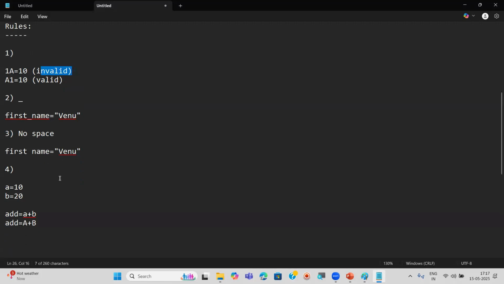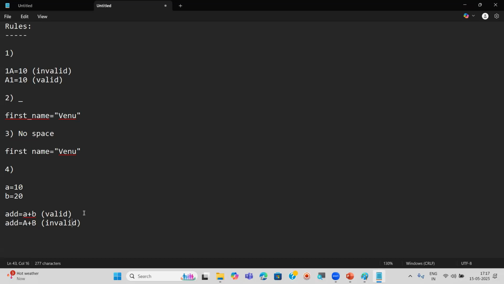Okay. So this is invalid. And this is valid, because here we created variables with lowercase letters, but you are trying to use uppercase. That is one more rule. What is the fourth rule? Variable name is case sensitive. Uppercase letters and lowercase letters are different, not the same.